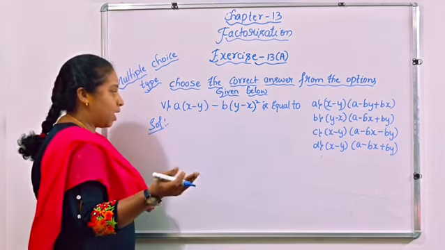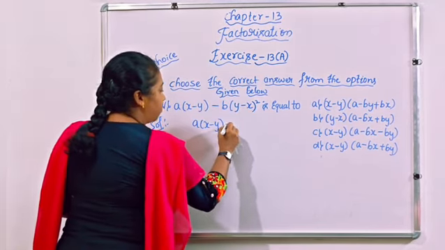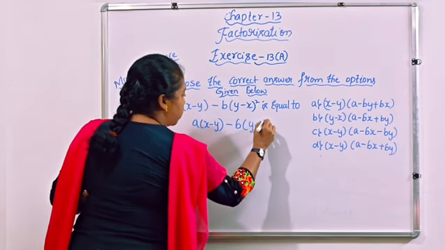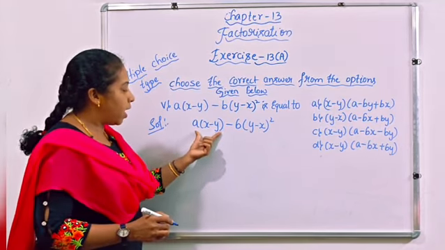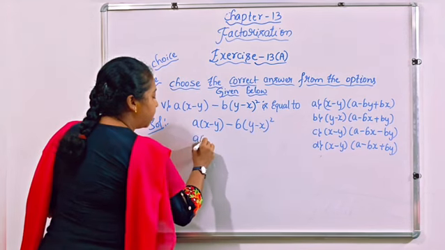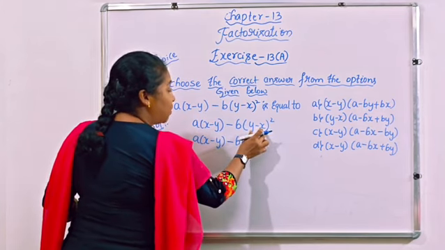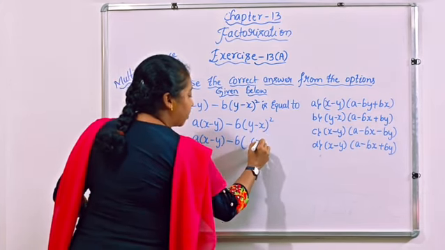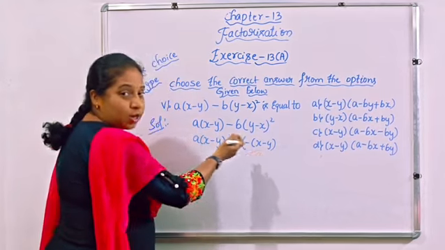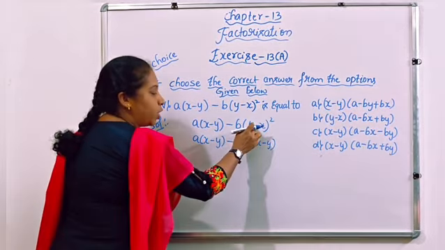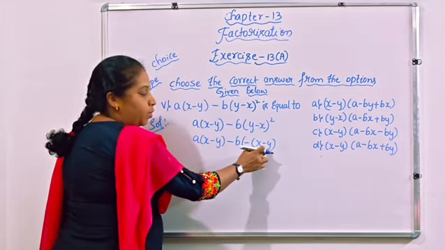Write the question here: a into x minus y minus b into y minus x whole square. Right? So I will write as it is: a into x minus y minus b. Here shall I write x minus y? If I take minus as a common, this will become plus and this will become minus. That means plus x minus y, right?